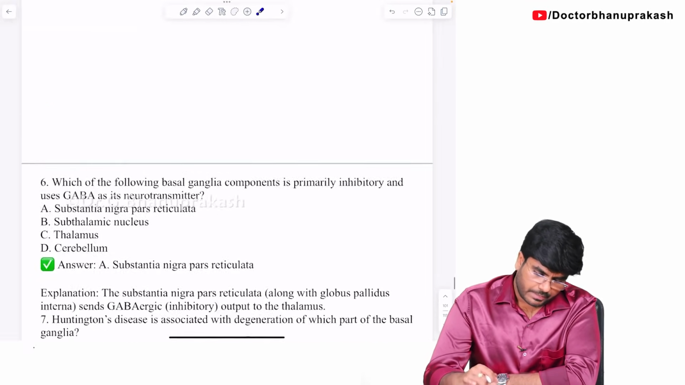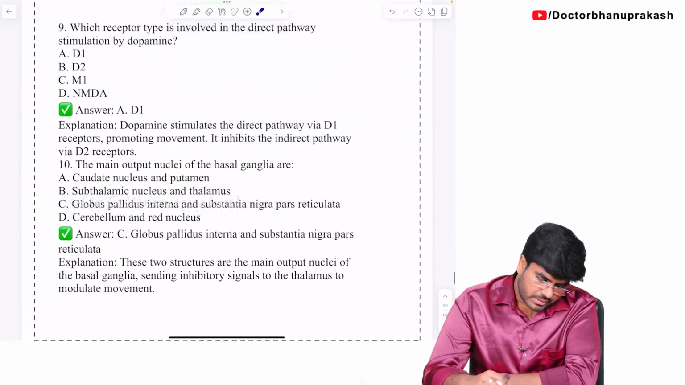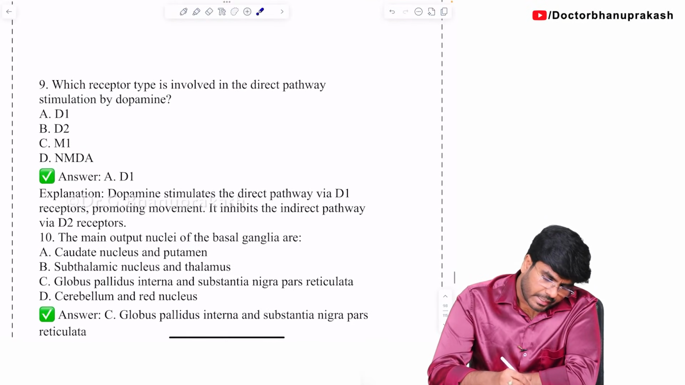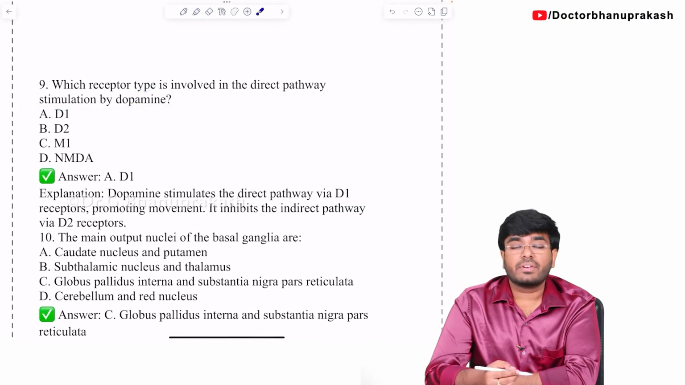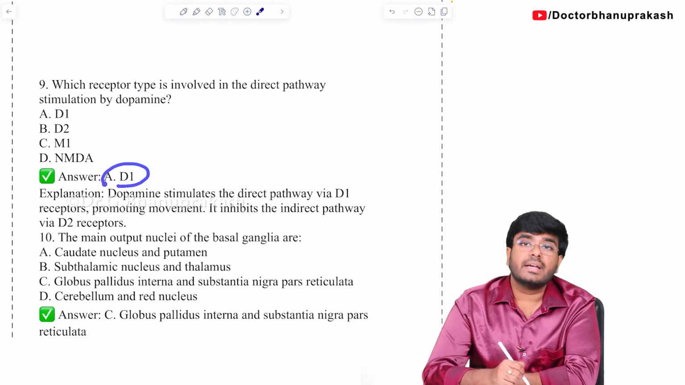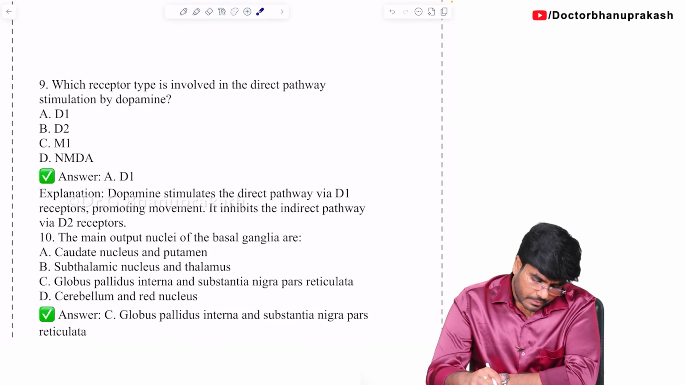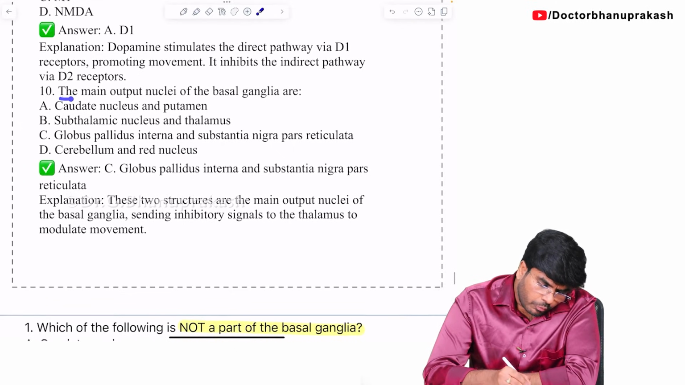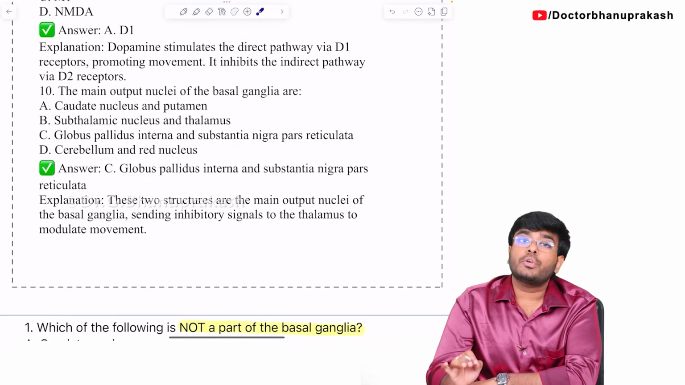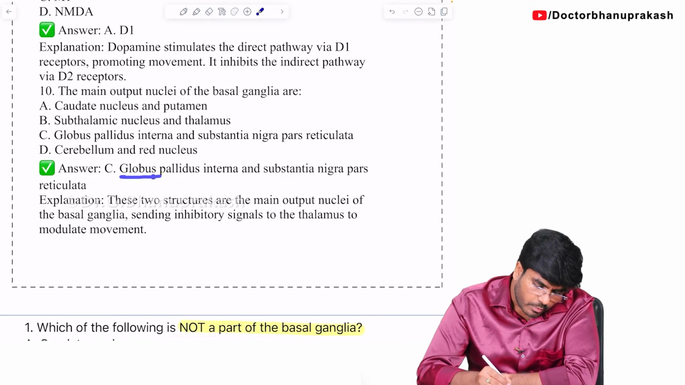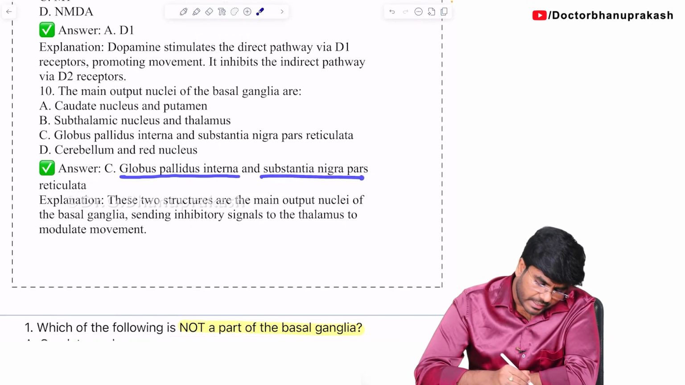Next, 2 more questions are there. Which receptor type is involved in the direct pathway stimulation? I have told you, for the activation of the direct pathway, D1 type of receptors are needed. Next, the main output nuclei of the basal ganglia. Out of all the different nuclei, what is the main output nuclei? The output nuclei are globus pallidus interna and substantia nigra pars reticulata.